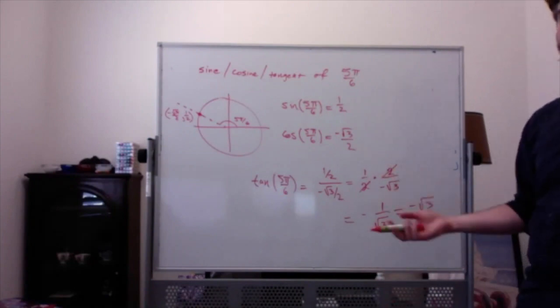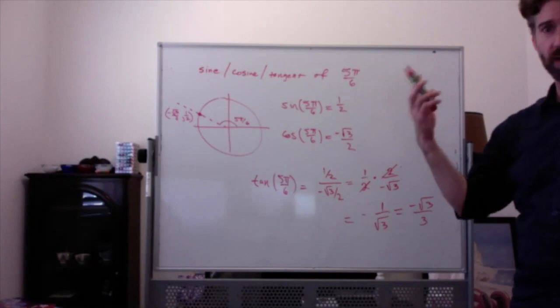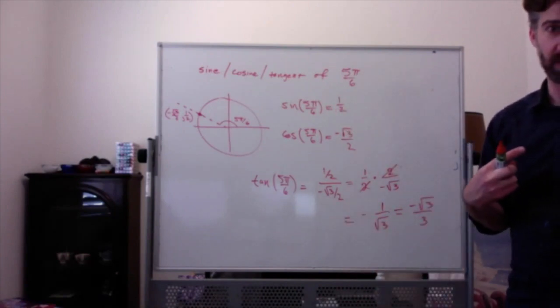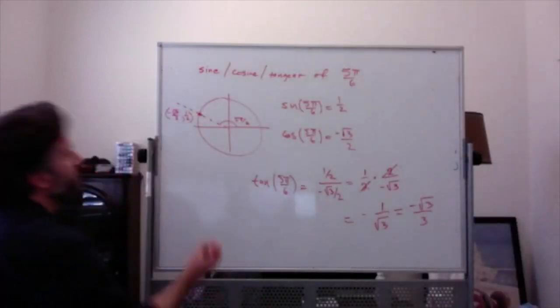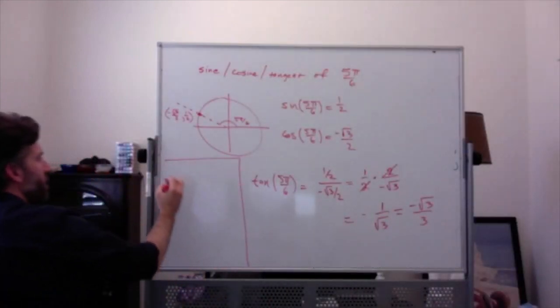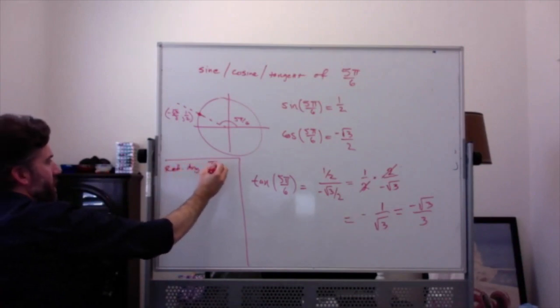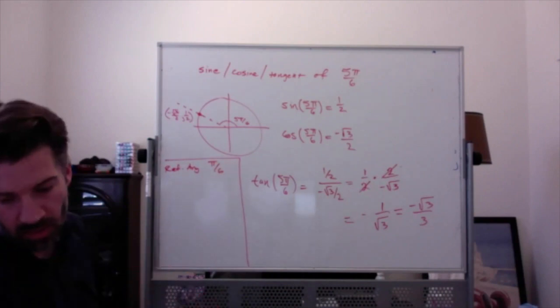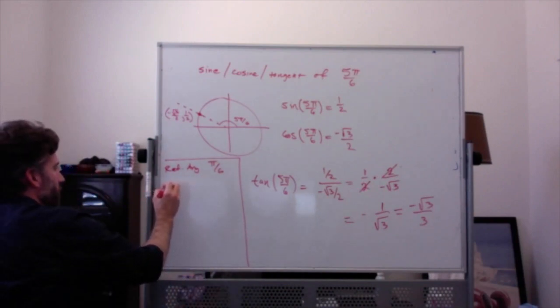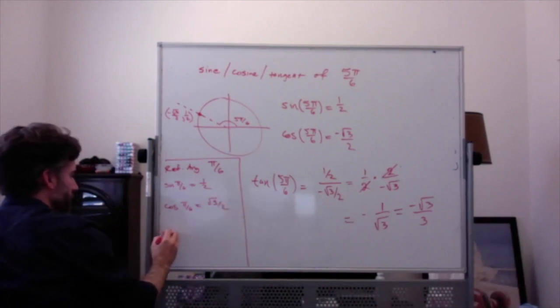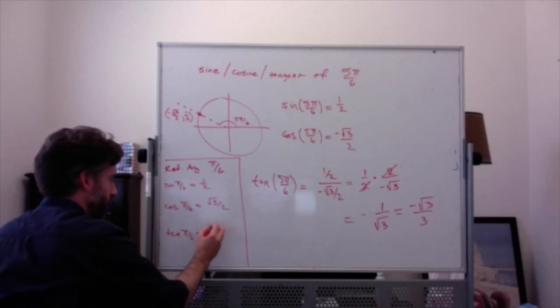This is certainly a perfectly valid way of finding sine, cosine, and tangent of 5 pi over 6. It is not the way I would do it. The way I would do it instead would be to say, okay, the reference angle is pi over 6. And I know that sine of pi over 6 is 1/2. Cosine of pi over 6 is root 3 over 2. And tangent of pi over 6 is 1 over root 3, which is root 3 over 3.